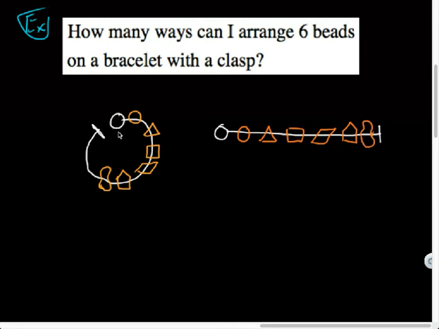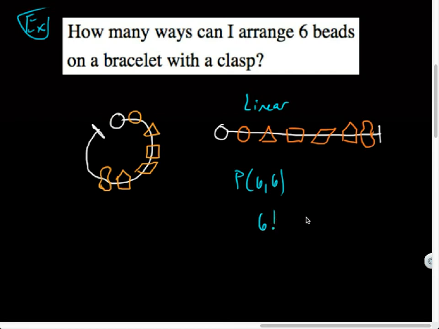It's like I unclasped the bracelet and stretched it out, and it's no longer a circular permutation problem. This thing is straight up linear. Yeah, it's horizontal, you're right. So, how do I arrange 6 objects in a row? That's just plain old perm 6, 6, or 6 factorial, whichever way you want to think about it.